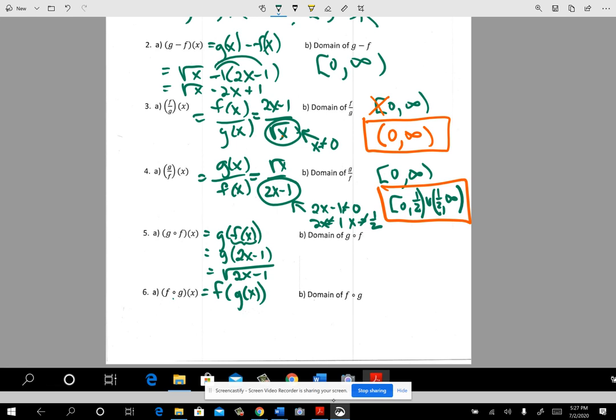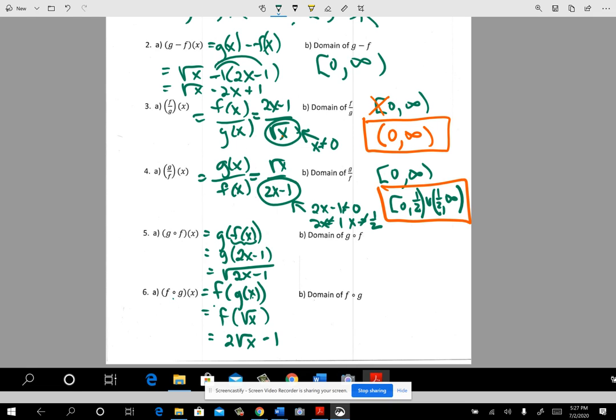Let's go ahead and do the rule when we flip them around, when we go through the g function first. So the g function says, take your input and find its square root. Now we need f of that. The f function says, take your input and multiply by 2, and then subtract 1. So we'd have 2 times the square root of x, minus 1.